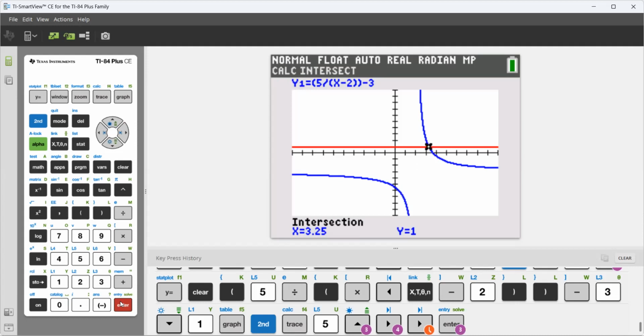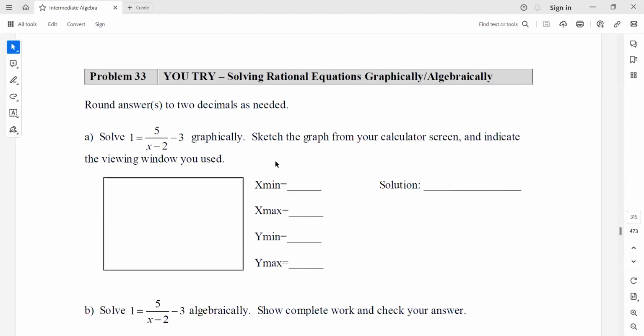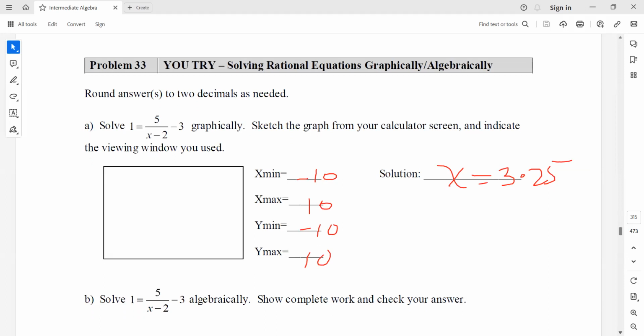I use the standard window as well. So I draw this graph, and then my solution is x equals 3.25. Then you draw the graph. Now, what about solving this algebraically?